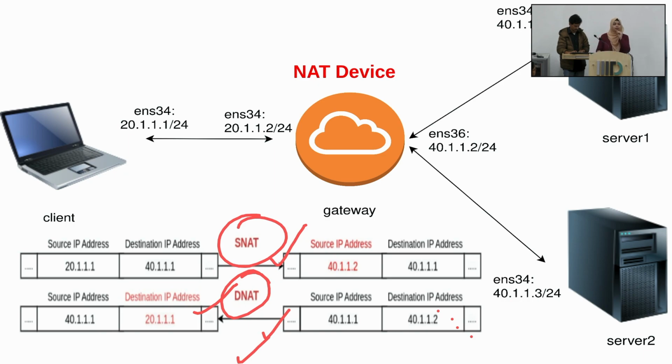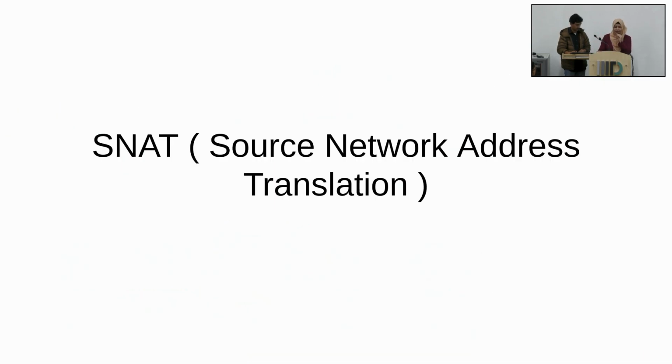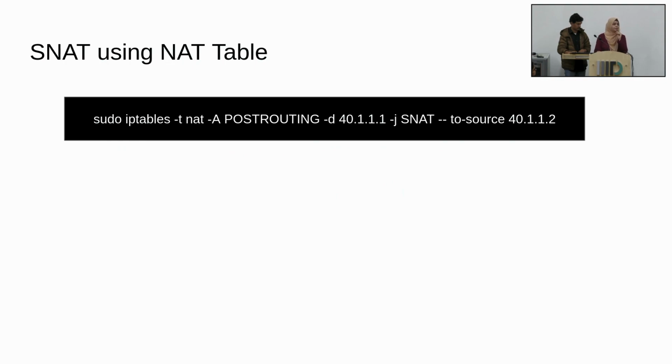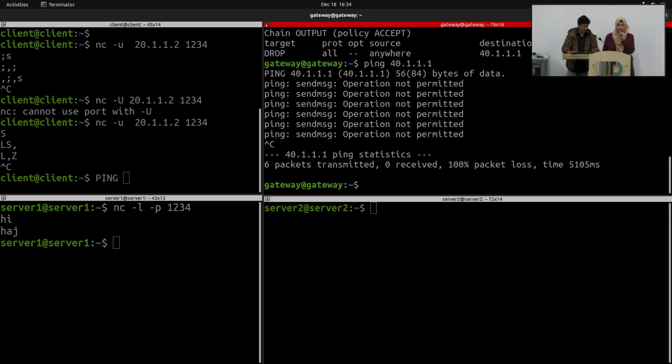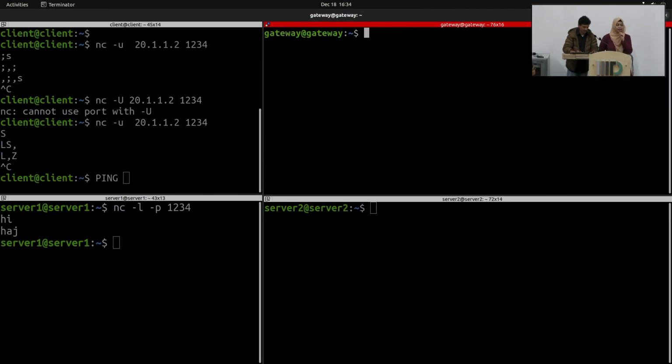And again, I would like you to tell me which table to use here, out of the three tables that we have. Which table will be used here? The filter table again? The NAT table, obviously. So yeah, the command goes as follows, and we'll run it in parallel. We are configuring the gateway as a NAT device. We'll add the rule on the gateway, so iptables.